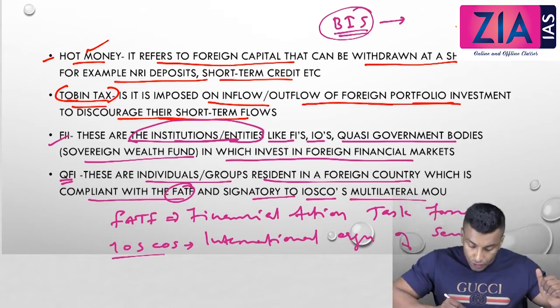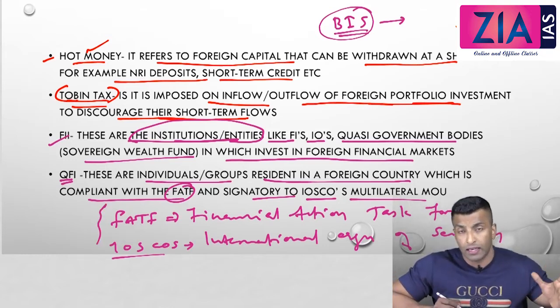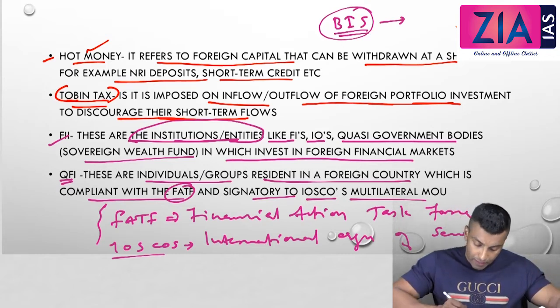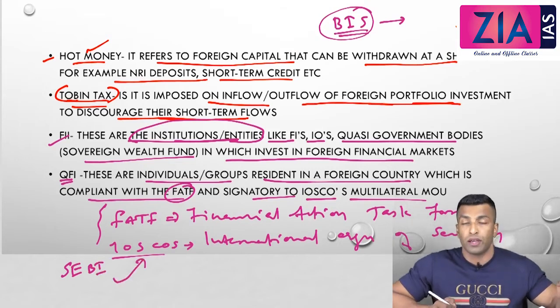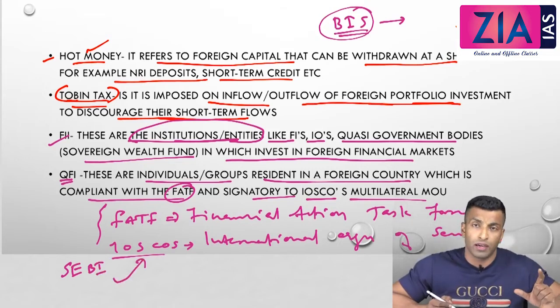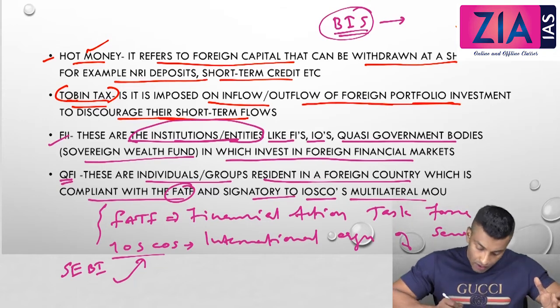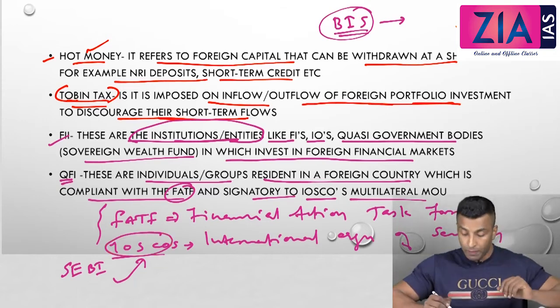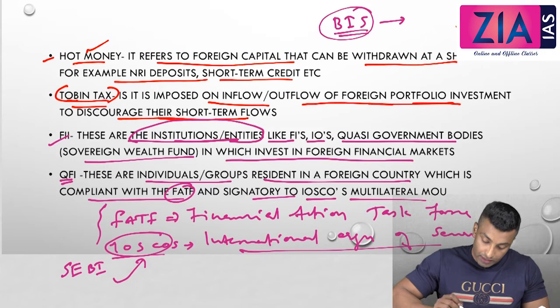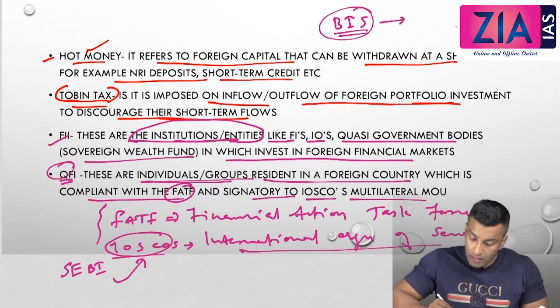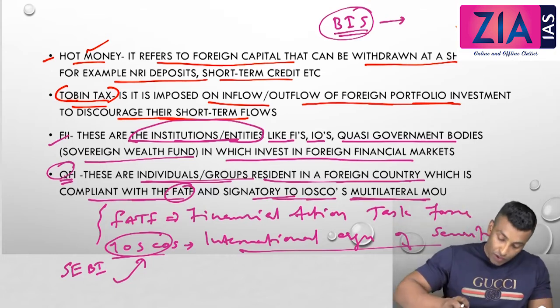Similarly, the stock exchange, the secondary market, the primary market, everything is controlled by SEBI. And SEBI follows IOSCO's guidelines. Not only SEBI, the financial market regulators of all countries follow IOSCO, the International Organization of Securities Commissions. So QFIs are those individuals who are resident in a foreign country which is compliant with FATF and signatory to IOSCO's multilateral MOU. I hope this is clear.